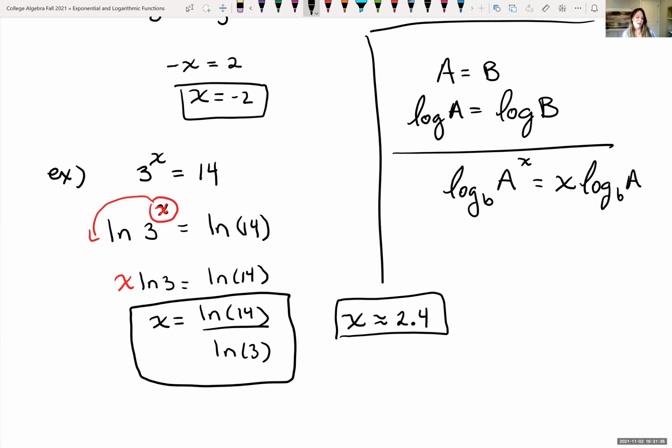And we can look at that and determine that it seems reasonable. If I squared 3, that's 9. 9 is less than 14. But if I cube 3, 3 cubed is 27, and that's bigger than this 14. So we know that our answer has to be between 2 and 3.